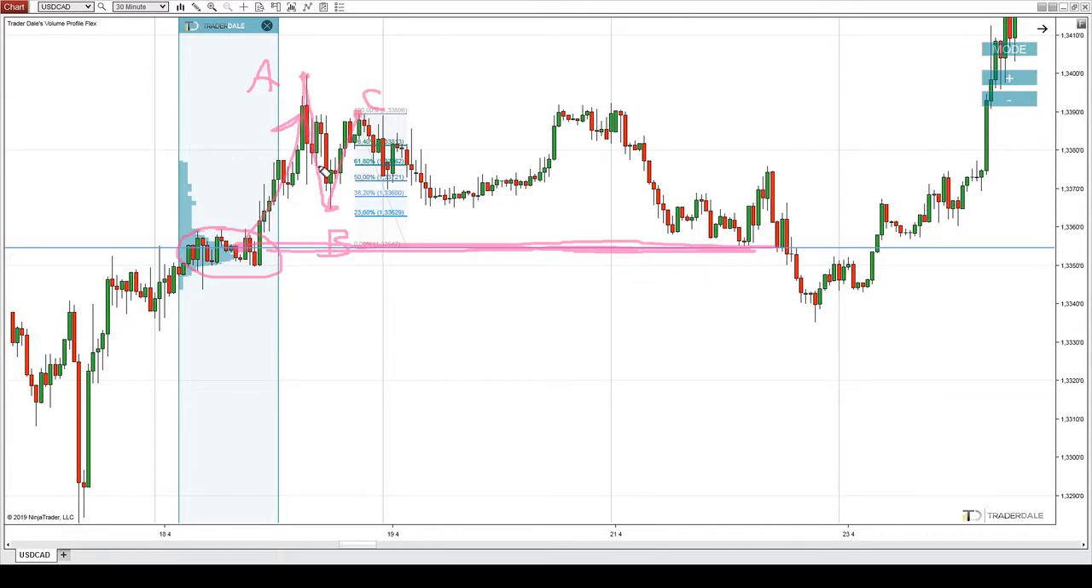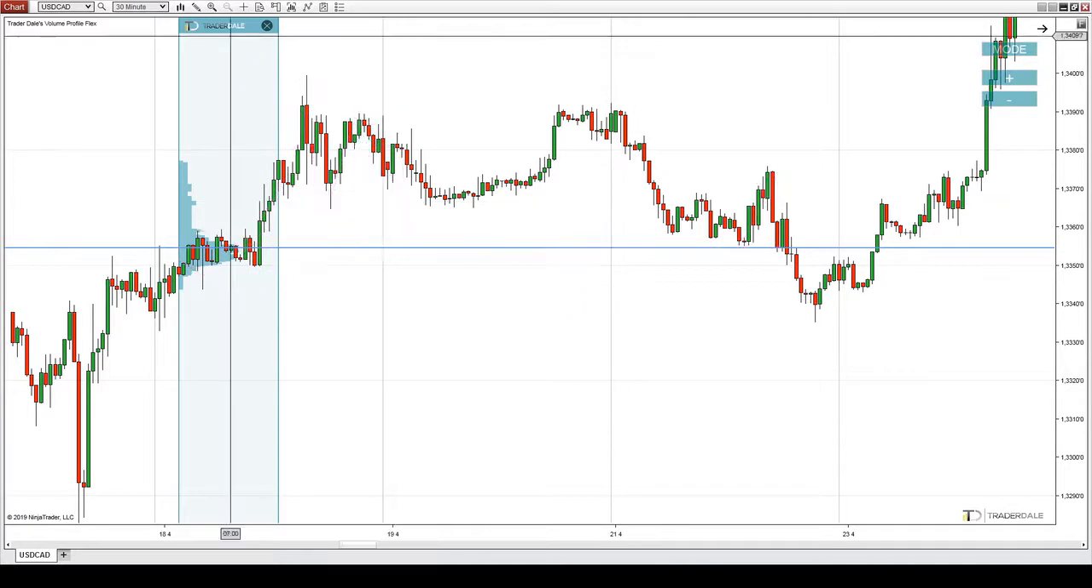You have the point A, point B, this is the point C, and this line, this will be the D. So when the price hits it, you go long, so it's in here.